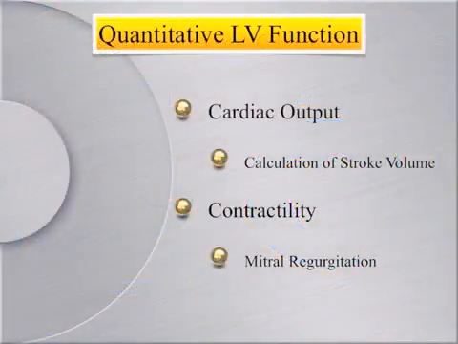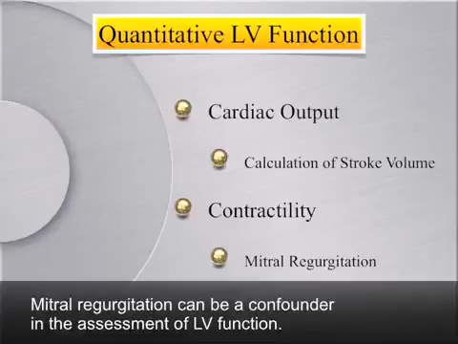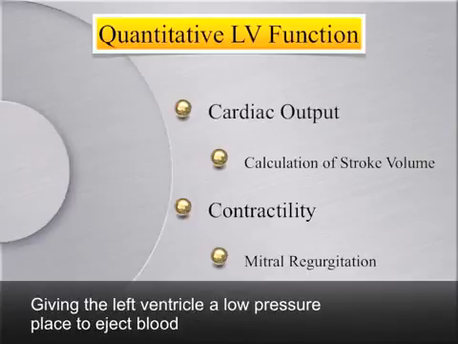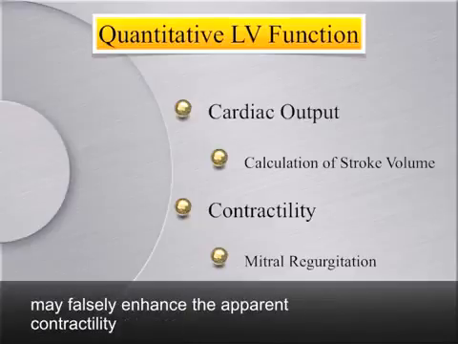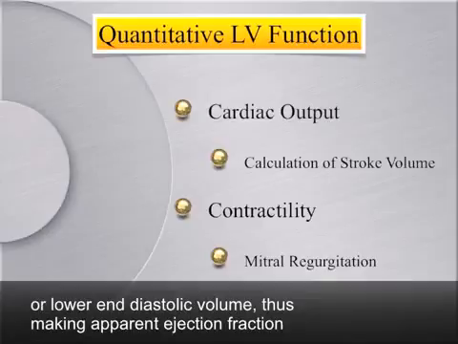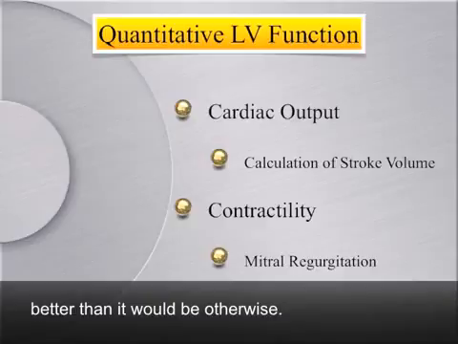Other considerations in quantifying LV function include the analysis of cardiac output by calculating stroke volume and the assessment of contractility, which can be accomplished by examining wall thickening in systole and change from diastole. Mitral regurgitation can be a confounder in the assessment of LV function. Giving the left ventricle a low-pressure place to eject blood may falsely enhance the apparent contractility or lower end diastolic volume, thus making apparent ejection fraction better than it would be otherwise.